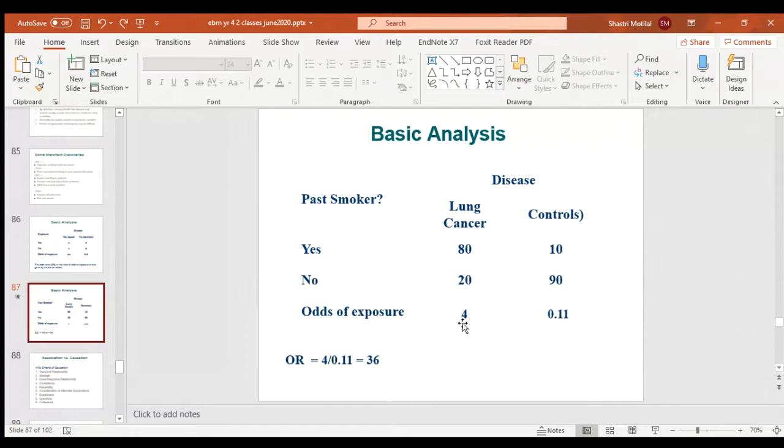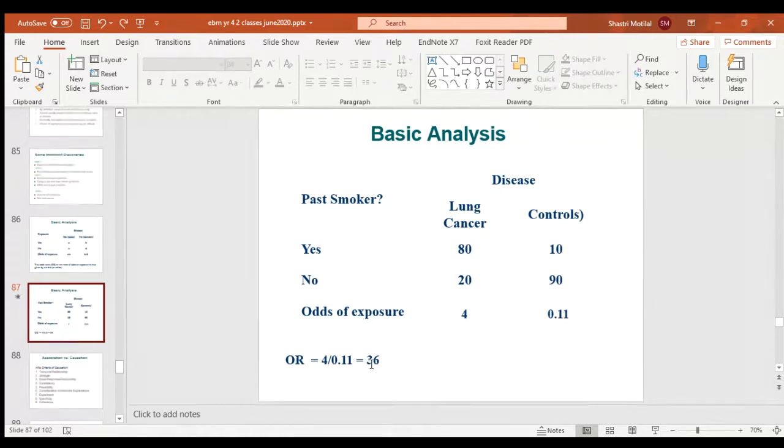So here we have this odds, the odds that the lung cancer people smoked. And here we have this odds, the odds that the control people smoked. If we take this odds and divide it by this odds, then we get the odds ratio. In this case, we get the odds ratio of 36. So what does this mean? To say it out in words, it means that the odds that a lung cancer patient smoked is 36 times the odds a control person smoked. 4 is 36 times 0.11.